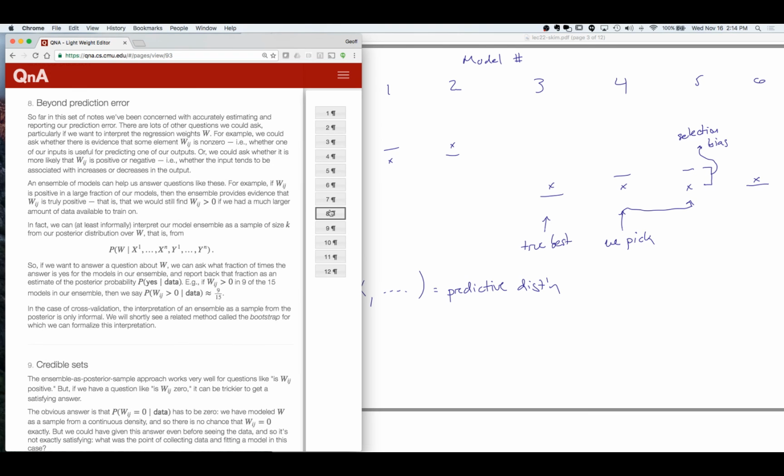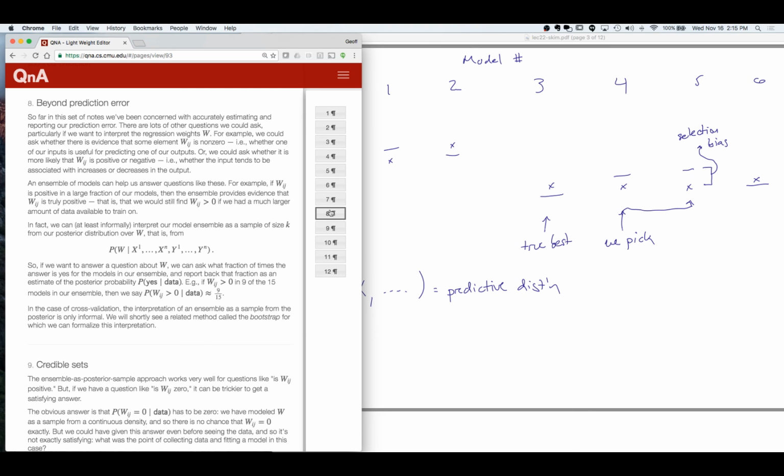The other nice thing about an ensemble is that it lets us go beyond just reporting prediction error. So up to this section, we've been talking mostly about accurately estimating and reporting our prediction error, but there's a ton of other questions we could ask. For example, we might want to ask whether some regression weight, w_ij, is non-zero, which is to say whether one of our inputs is useful for predicting one of our outputs. Or we could ask whether one of our inputs tends to be associated with increases or decreases in outputs, which is to say we want to know whether w_ij is positive or negative.